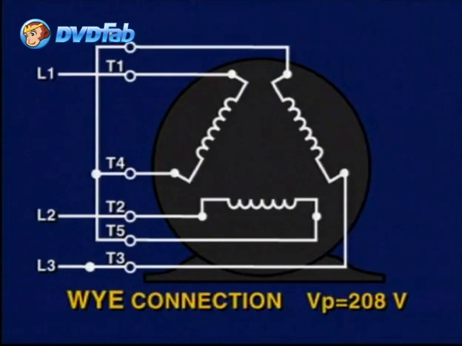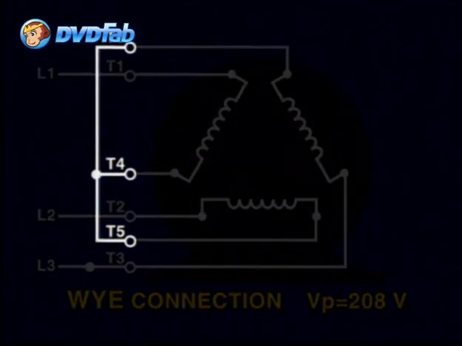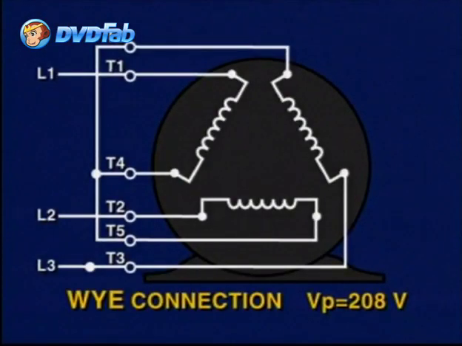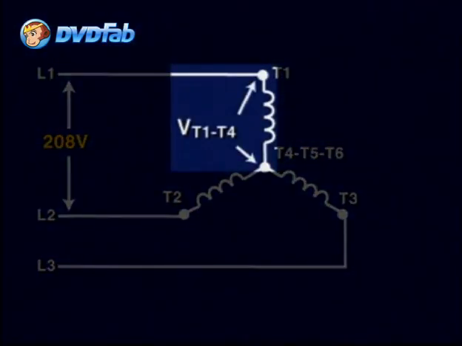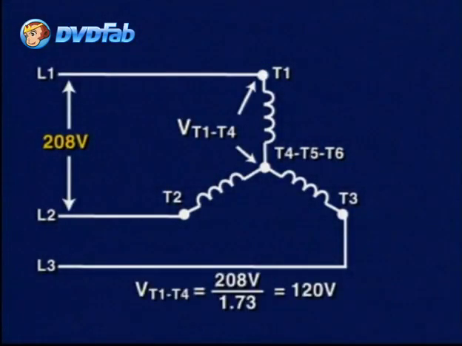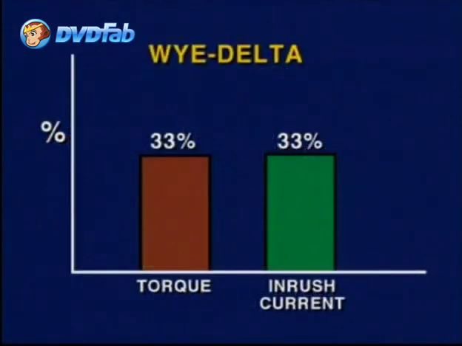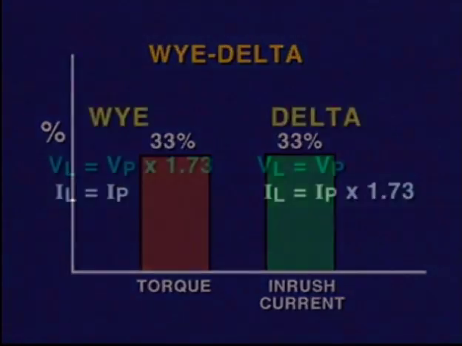When the motor is connected as a Y, having terminals T4, T5, and T6 tied together, the voltage between the phases before the motor will be 208 volts. However, the voltage across each winding to the neutral in the motor will be 208 volts divided by 1.73, or 120 volts. The current and the torque in this Y-connected motor will be reduced to 33% of inrush current and 33% of normal torque, respectively.